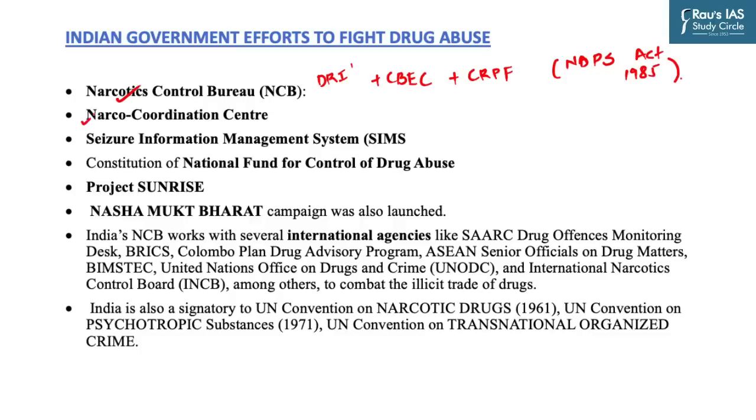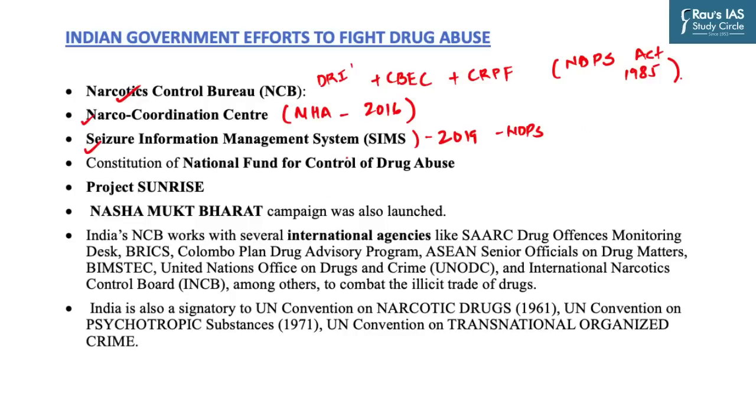Further, a Narco Coordination Center was established by the Ministry of Home Affairs in 2016 to fight the drug menace in India and to ensure proper coordination among the different security agencies. Another step taken by the Indian government is the Seizure Information Management System, started in 2019. This was also given power under the NDPS Act for better coordination among all drug enforcement agencies and knowledge about the quantities of drugs being seized over the country.